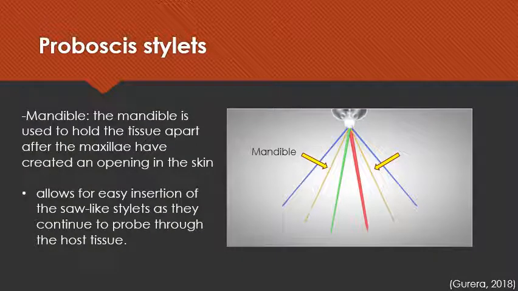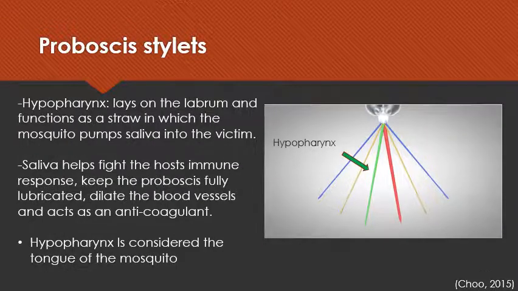The mandibles also appear twice and are used by the mosquito to hold your tissue apart after the maxillae have created an opening with their saw-like structures. This allows for easy probing by the mosquito. The hypopharynx is a stylet used by the mosquito to pump saliva into the victims. This saliva has characteristics that keep the proboscis lubricated, dilates the blood vessels, and acts as an anticoagulant. It's also considered the tongue of the mosquito.